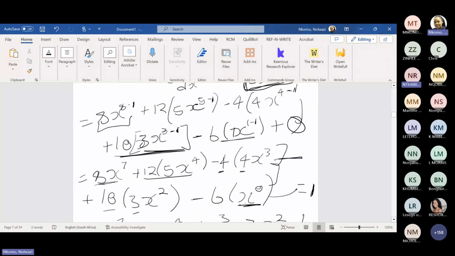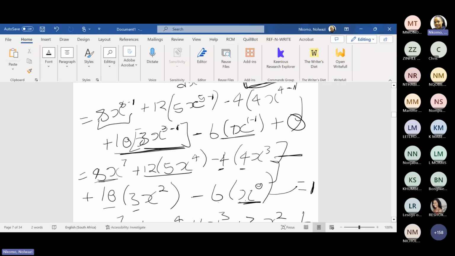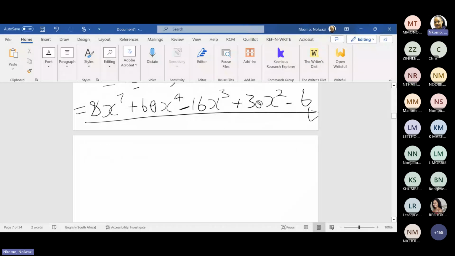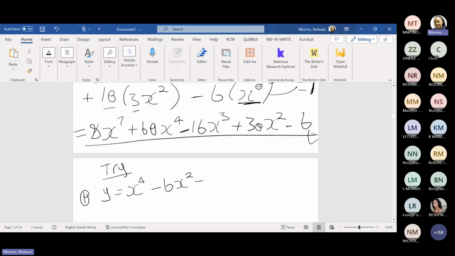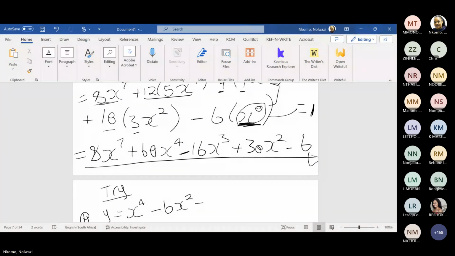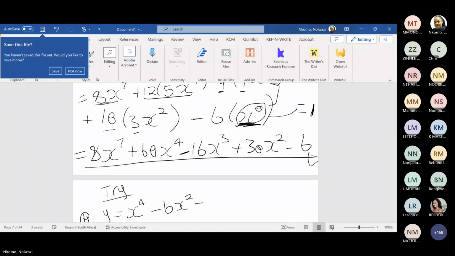In your own spare time, please try this. Can I ask, ma'am? Yes. At the end, do we have minus 6x or is it minus 6? Minus 6. Remember, this is just 1. So if we substitute this with 1, we'll have minus 6 times 1, which is minus 6.